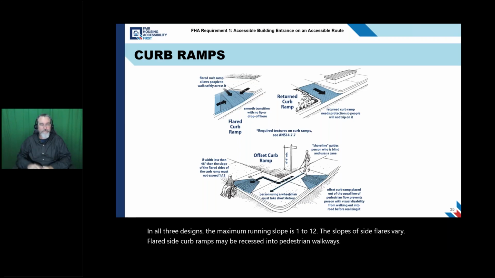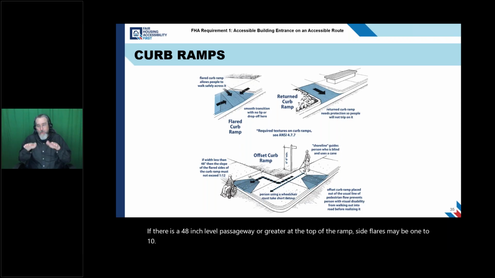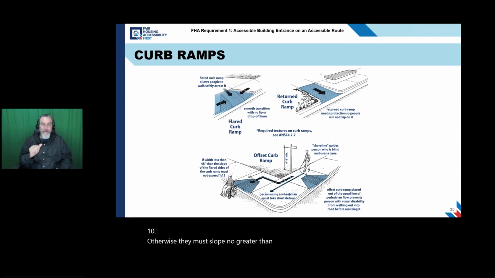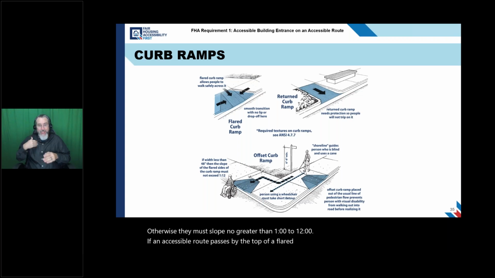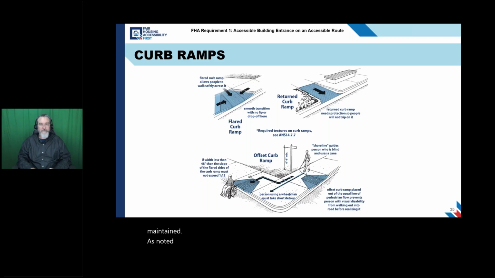If there is a 48-inch level passageway or greater at the top of the ramp, side flares may be 1 to 10. Otherwise, they must slope no greater than 1 to 12. If an accessible route passes by the top of a flared ramp, a minimum width of 36 inches must be maintained. As noted above, side flares would need slopes no steeper than 1 to 12.